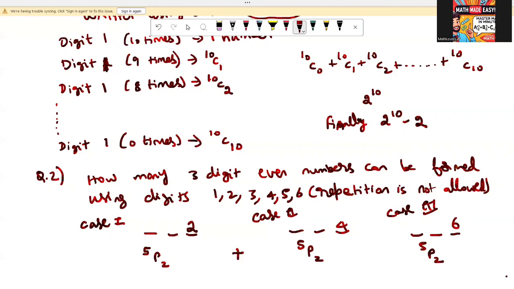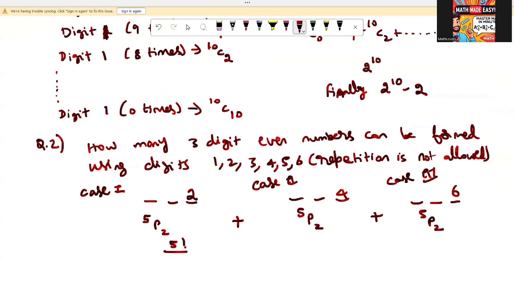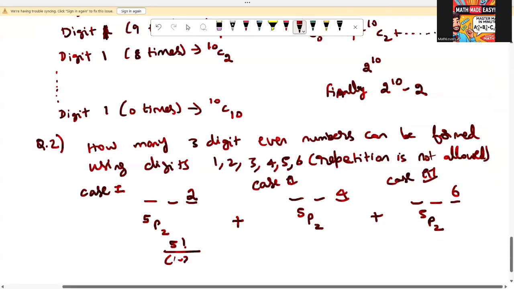So finally, we will add our answers. The nPr formula we have all learned. It's n factorial by n minus r factorial. So this is going to give us 5 factorial by 5 minus 2 factorial. So 5 minus 2 will be 3. So 5 factorial by 3 factorial will give us 20. It will be the same answer: 20, 20 and 20. So altogether it becomes 60.